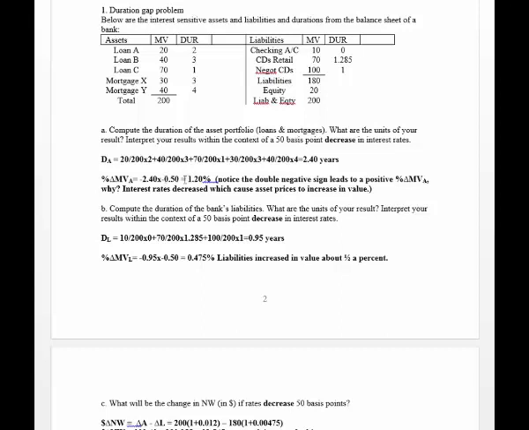So what's going to happen is the percentage change in market value of your assets will end up being 1.2%. Notice the double negative, the negative sign in front of the duration. That captures the inverse relationship between interest rates and changes in market values. And then we have a negative change in interest rates right here. That's where that negative sign comes in. So the negative and the negative turns it into a positive. So interest rates decline, and our assets, these guys right here, are going to go up 1.2%.